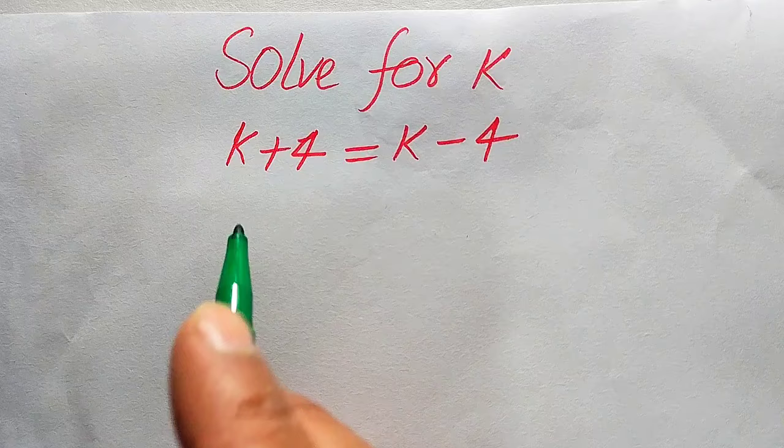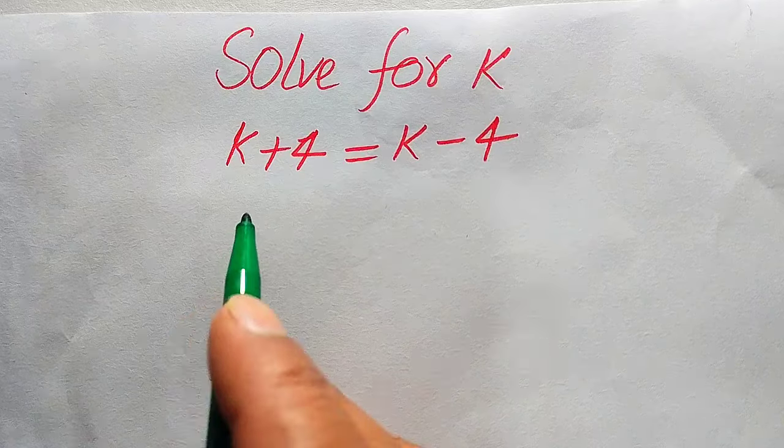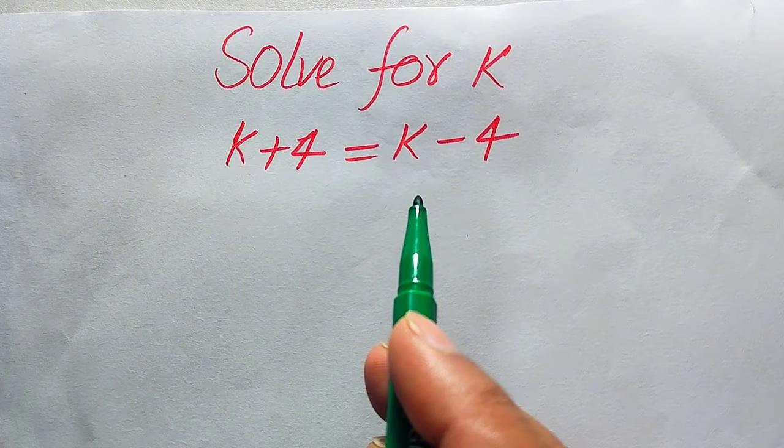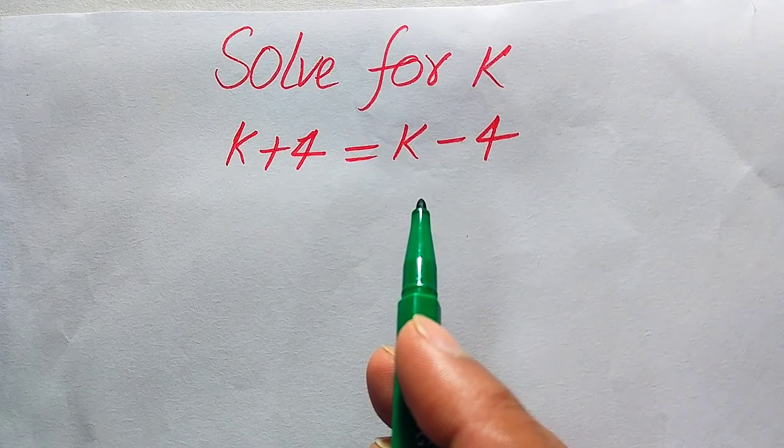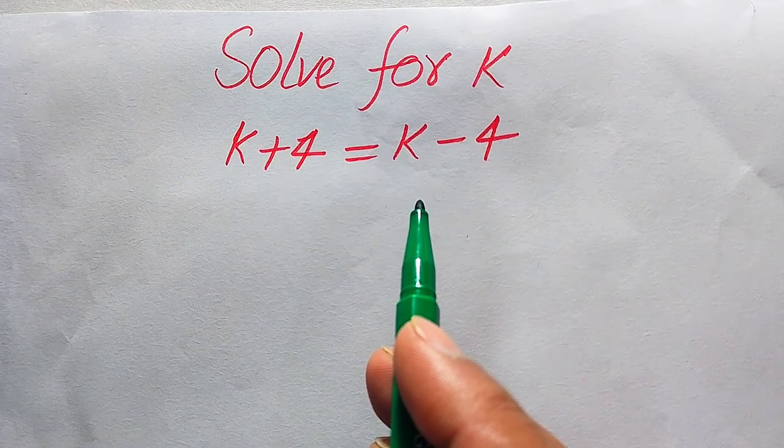Hello everyone, welcome to solve this problem for the values of k. If we have |k + 4| = |k - 4|, we solve this problem for all the values of k. So here first we need to find all the roots of this equation, and at the last we will verify which of the roots are solutions and which of the roots are extraneous roots.